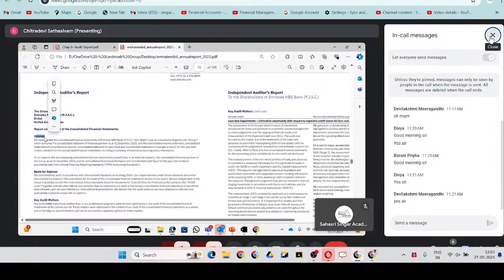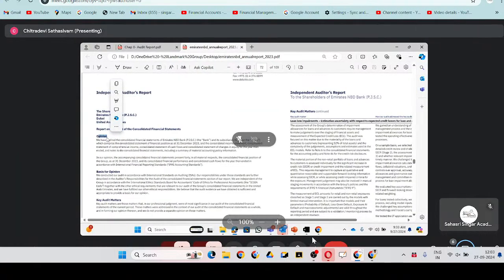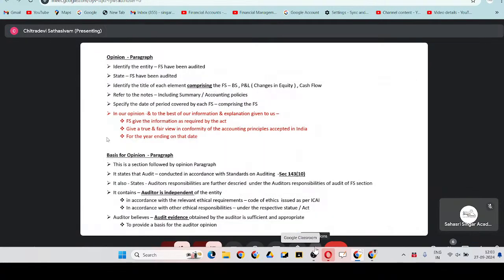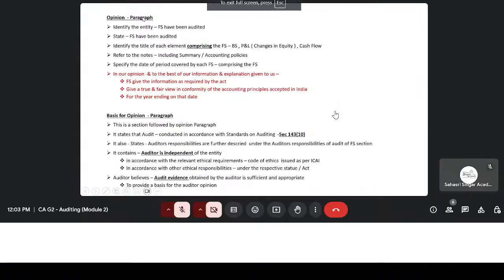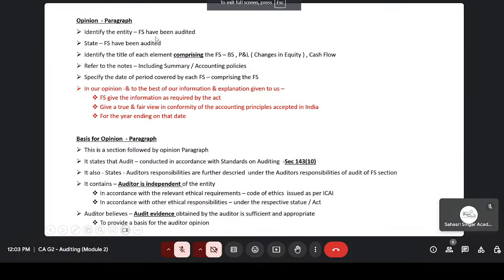Under each paragraph, we have given some heading, which is called opinion, basis of opinion. If you see my PowerPoint presentation also, the first paragraph is opinion. So don't get carried away; this paragraph name is called opinion. In this paragraph, you need to identify the entity name that you have audited. For example, the TVS company's financial statements have been audited for the year ended. Then you have to identify that the financial statements comprise the balance sheet, P&L, changes in equity, and also cash flow, with the notes to accounts, including the summary of accounting policies.